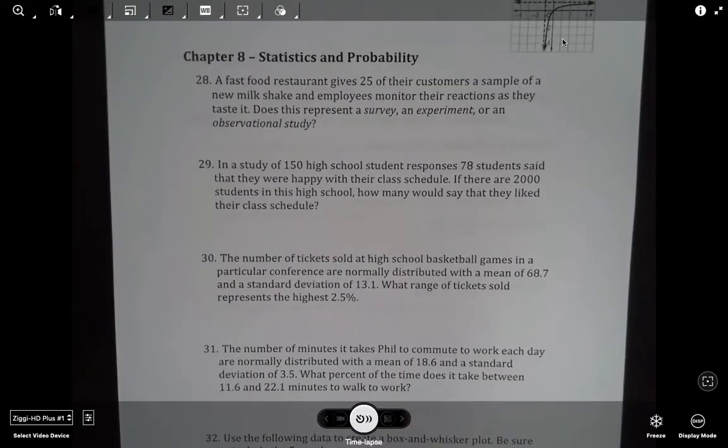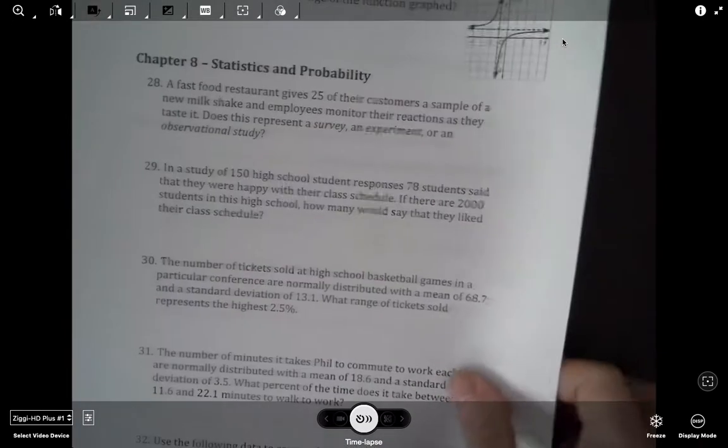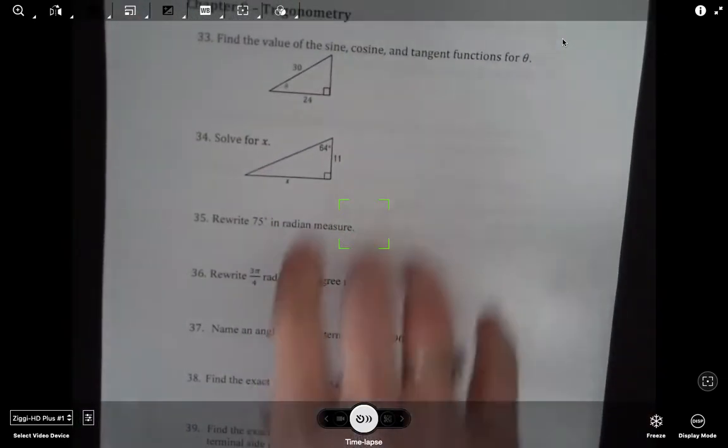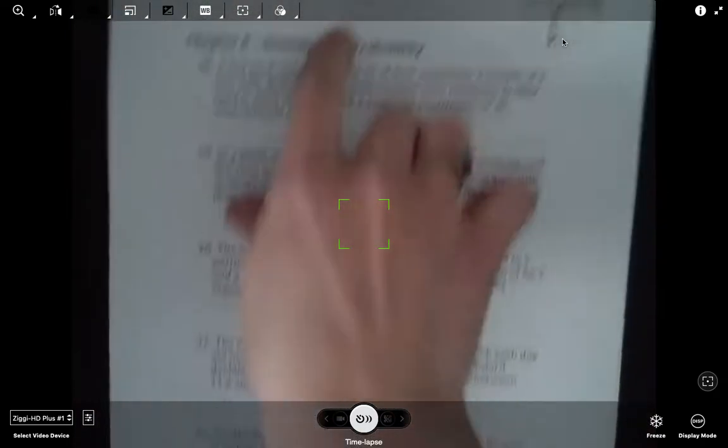Part 2 of Algebra 2 semester review. Yesterday, or part 1, we did all of the backside here. It's not filled out on my sheet, but we did 33 and beyond. We're going to start here with chapter 8.